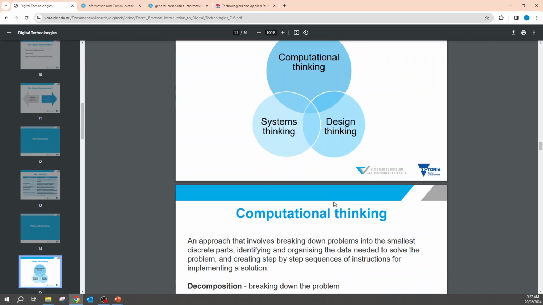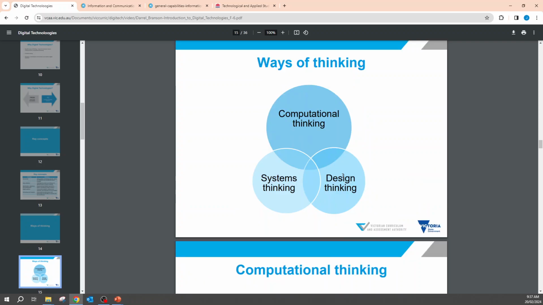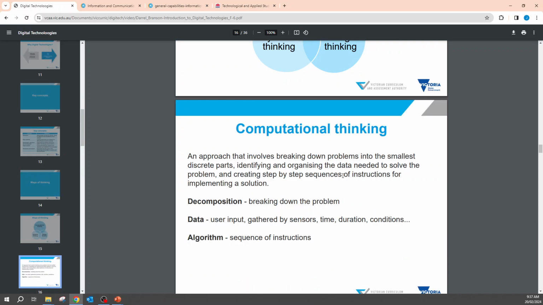And of course, the big thing is other ways of thinking. Here we have computational, systems and design thinking, and there are some nice definitions here that I think should make this reasonably clear. As we talked about, computational thinking is the process of breaking a problem or a scenario down into its discrete parts and seeing how those discrete parts function within the broader whole, the broader ecosystem or phenomenon.